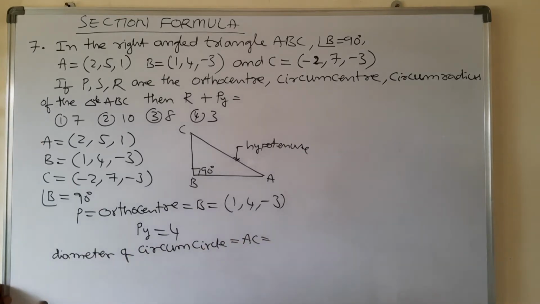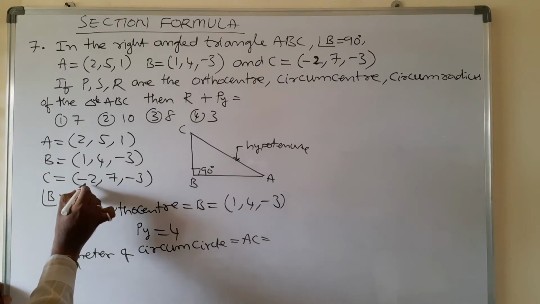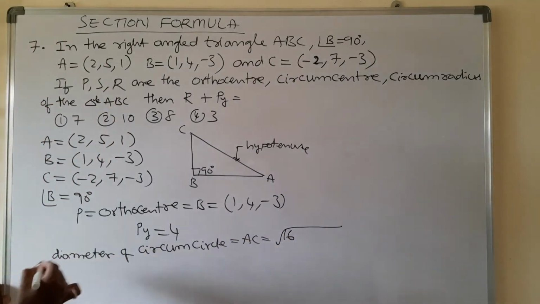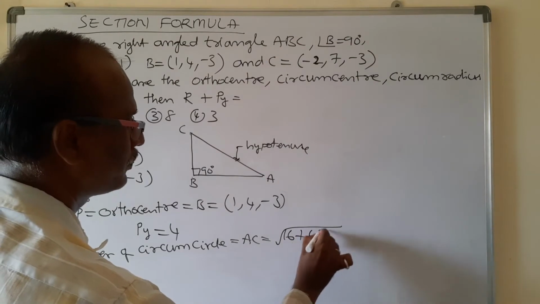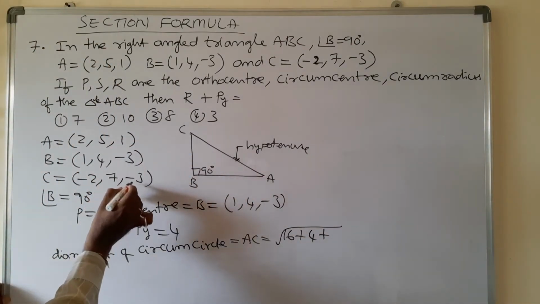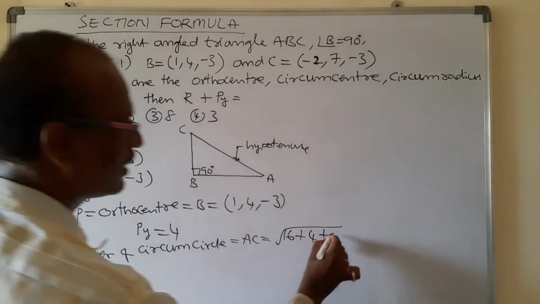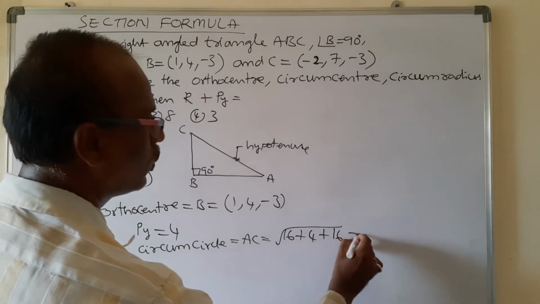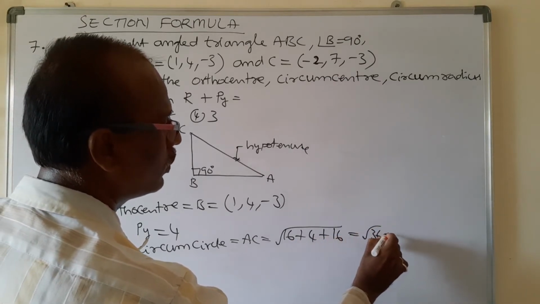Distance between A and C: (2 minus of minus 2, that is 2 plus 2) whole square 4, 4 square 16. (5 minus 7, minus 2) whole square 4. (1 minus of minus 3, that is 1 plus 3) 4, 4 square 16. 16 plus 16 is 32, plus 4 is root 36. The value equals 6.